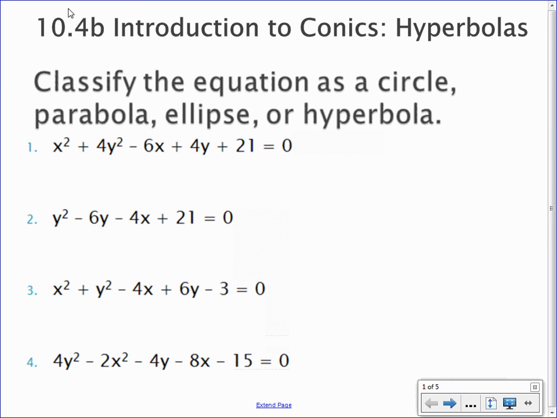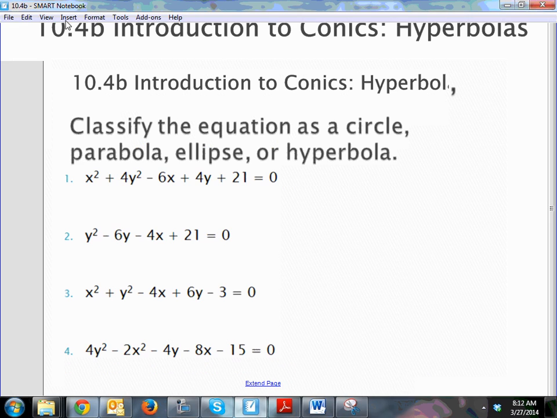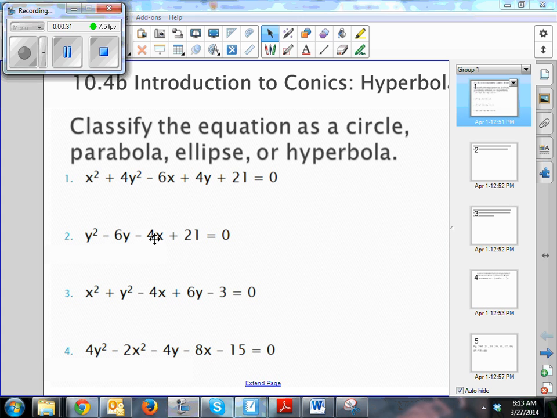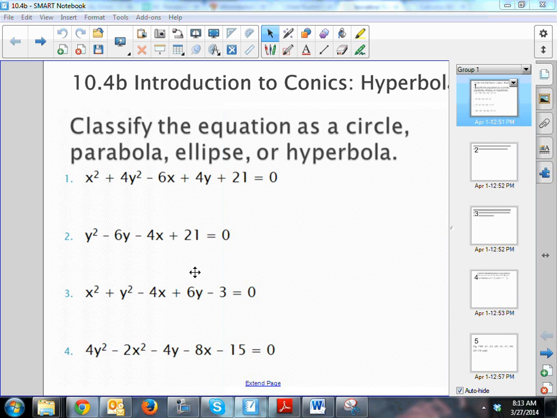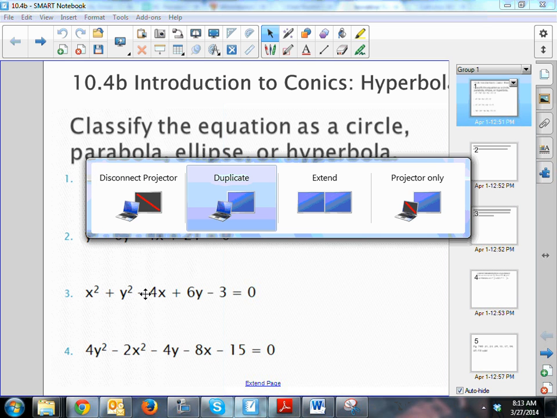Okay, so today we are going to go backwards, having information about our graph and then writing our hyperbola. But before we do that, we need to be able to take an equation and recognize what type of conic it actually is. All right, we know all of the conics now. We just need to be able to look at an equation and identify whether it's in standard form or not in standard form.